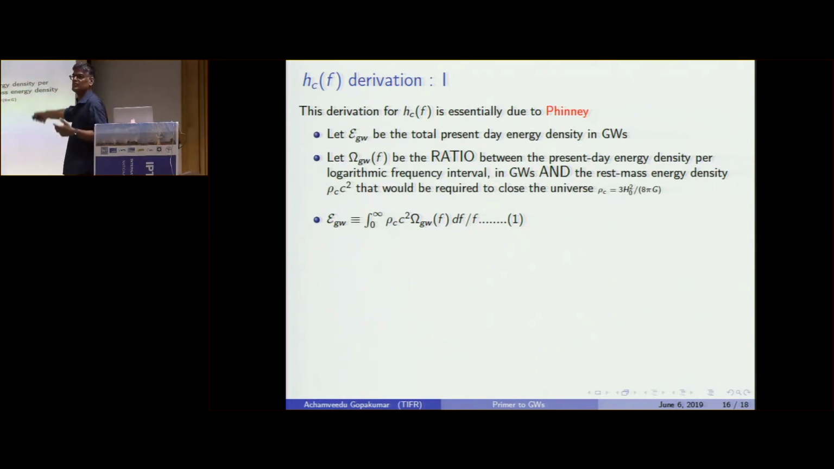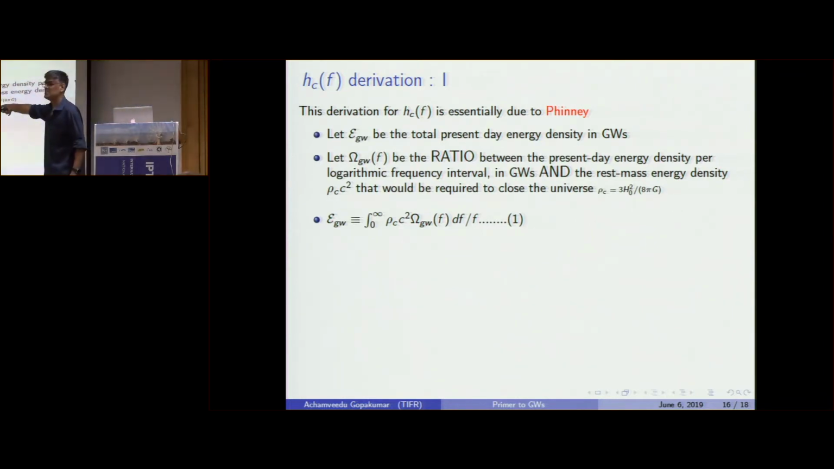So define that omega GW to be a ratio between the present day energy density per logarithmic frequency interval. This is the jargon people use for df over f. You can imagine that d of log f is essentially that. Okay, so that's the ratio. Omega GW is defined as a ratio of present day energy density per logarithmic frequency interval, of course in gravitational waves, to the rest mass energy density, which is rho c square, that will be required to close the universe. So that can be easily estimated if you have done a course on cosmology.